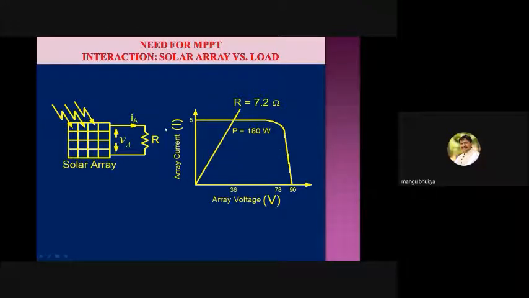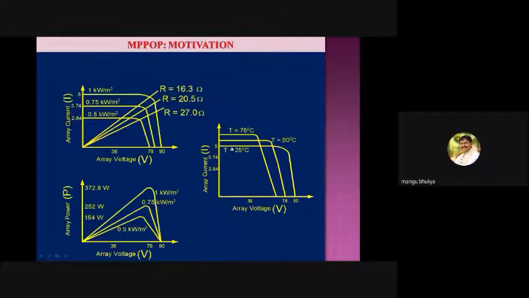Why? Because the load is 7.2 ohms. Suppose I vary the load, now you can see this. Here there are so many parameters. The radiation is also varying. So for 1 kilowatt per meter square, I should connect a load of 16.2 ohms.